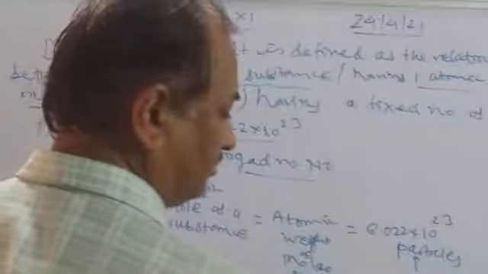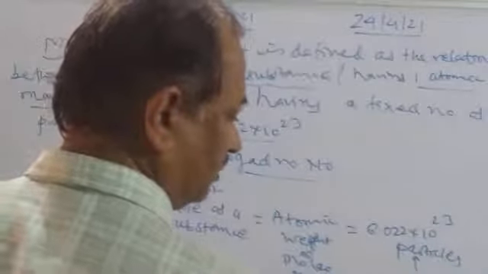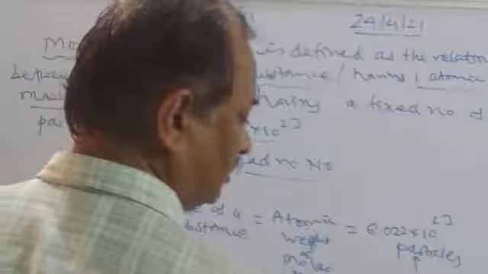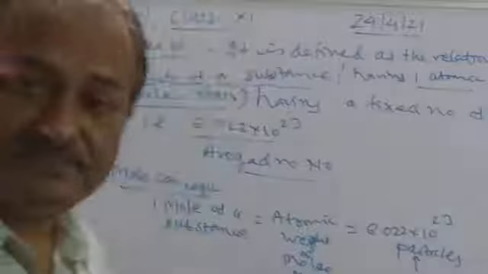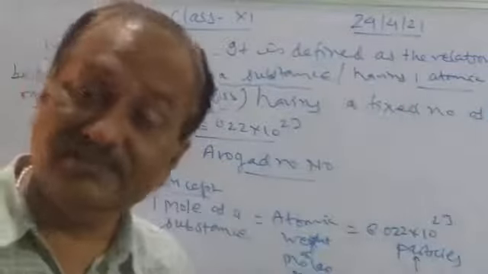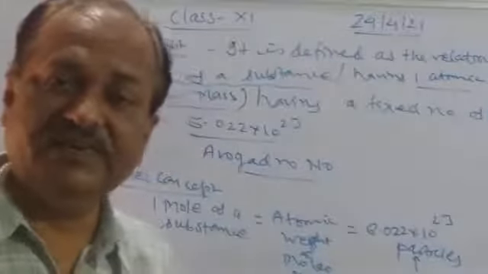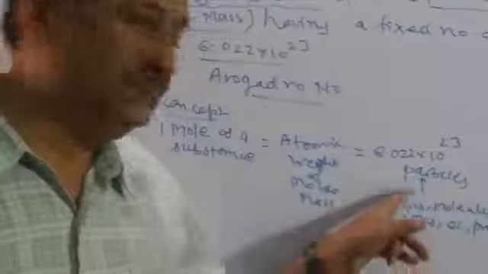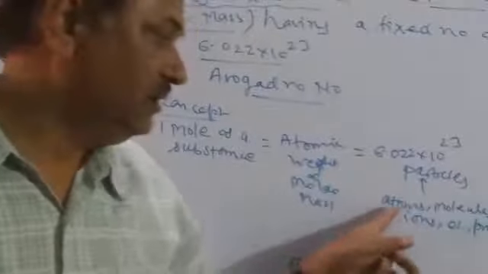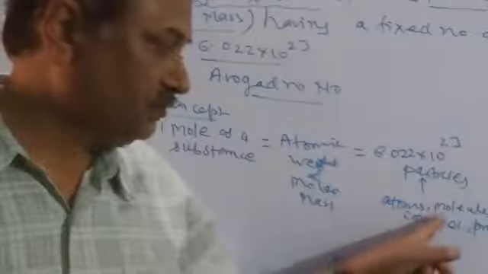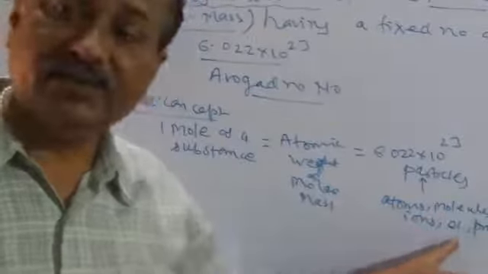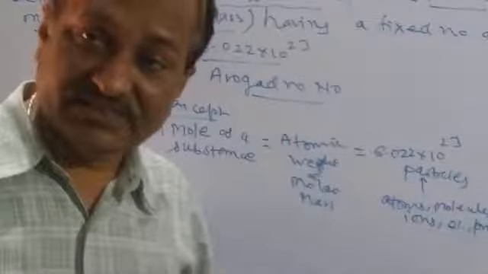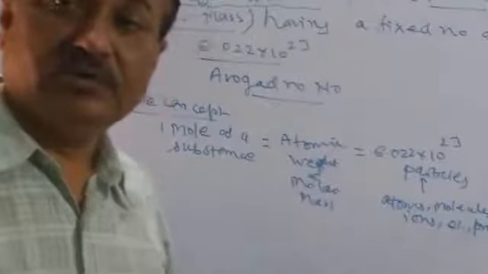So this is the mole concept, and the number of particles can be either atoms or molecules or ions or electrons or protons. So, children, 1 mole of any substance has either atoms or molecules or ions or electrons or protons. This is the basic introduction and explanation of the mole concept.